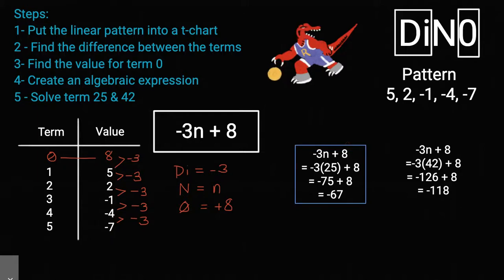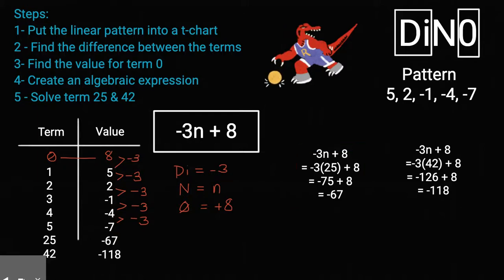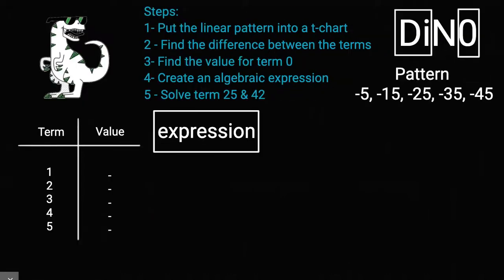Okay, so then I would put them into my T table. In my T table, when I see term 25, I know it's equal to -67. And when I have term 42, I know it's equal to -118. Awesome. So this next one is question 13.